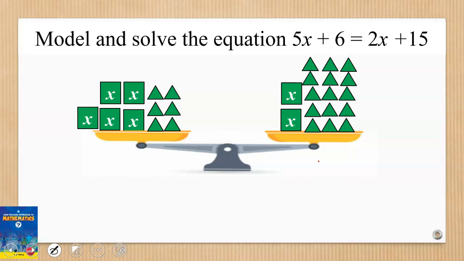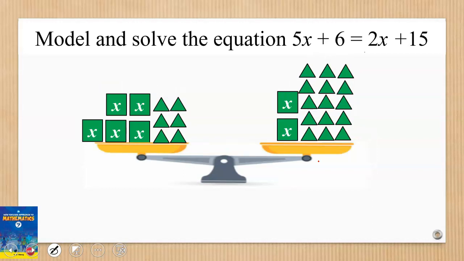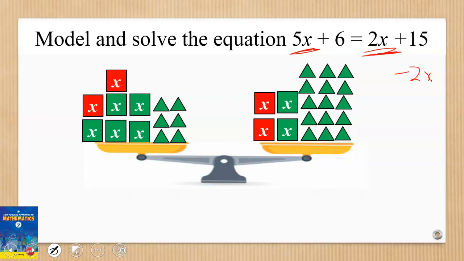So the first thing we have to do is to try to eliminate, add and subtract and so on. Since we have 2x here and then we have 5x here, we're going to add negative 2x to both sides of the equation. So I'm going to introduce negative 2 of the x. And once I've introduced that to the right hand side, I must do the same thing to the left hand side as well, because I must always keep the scale balanced, remember.